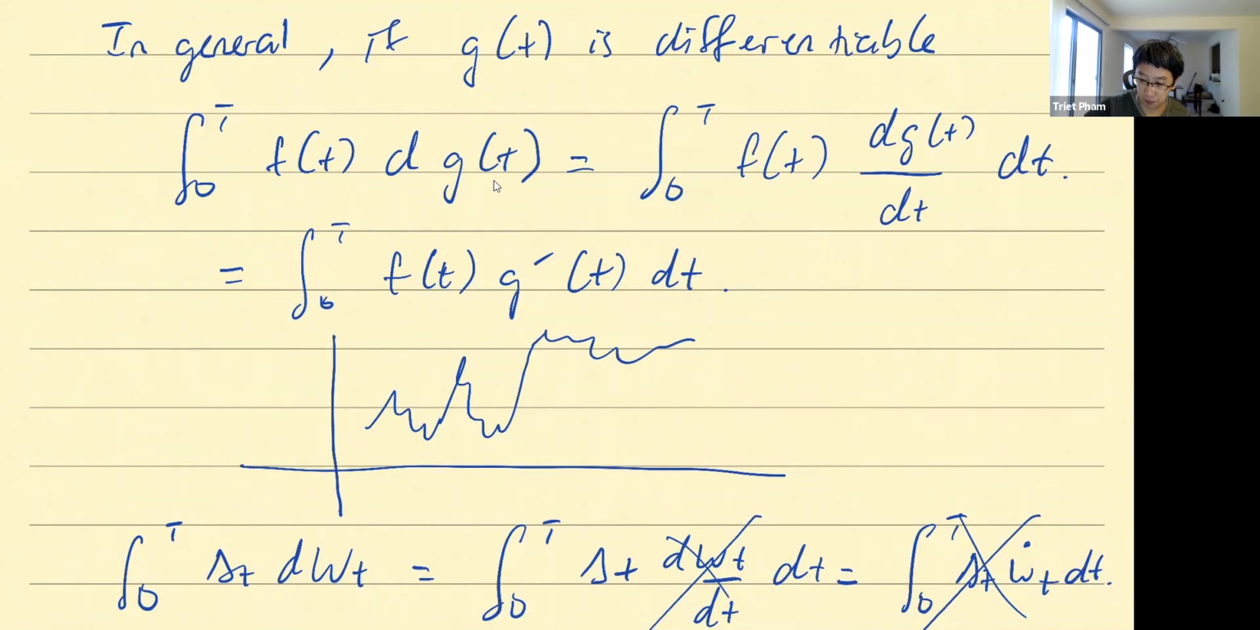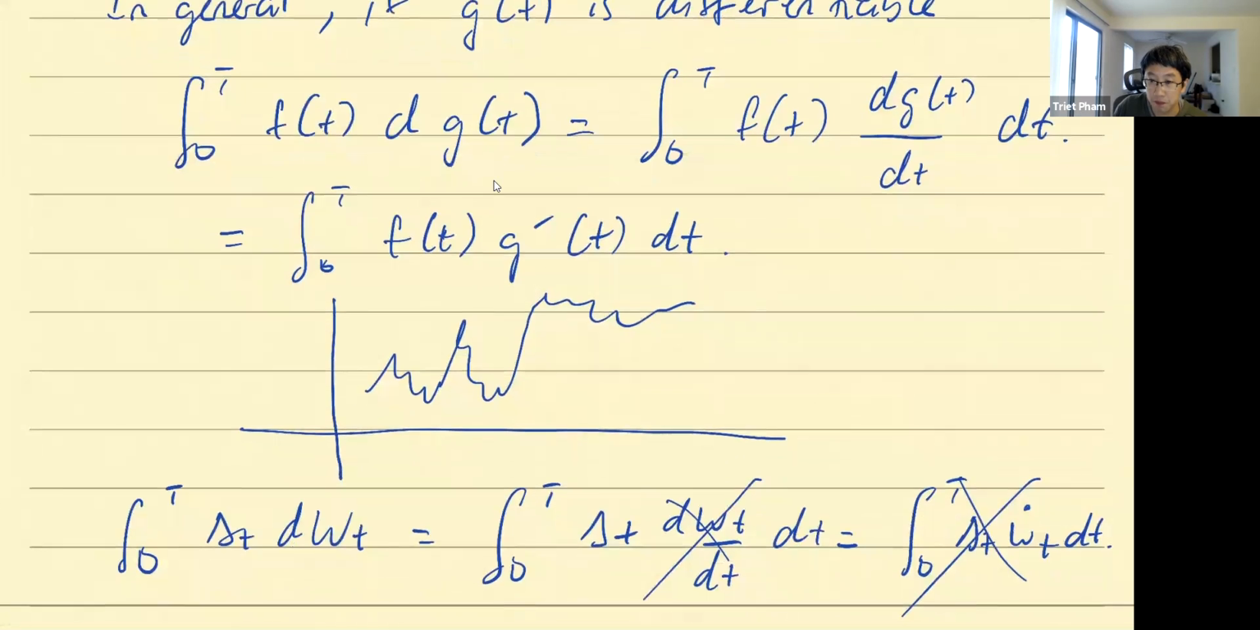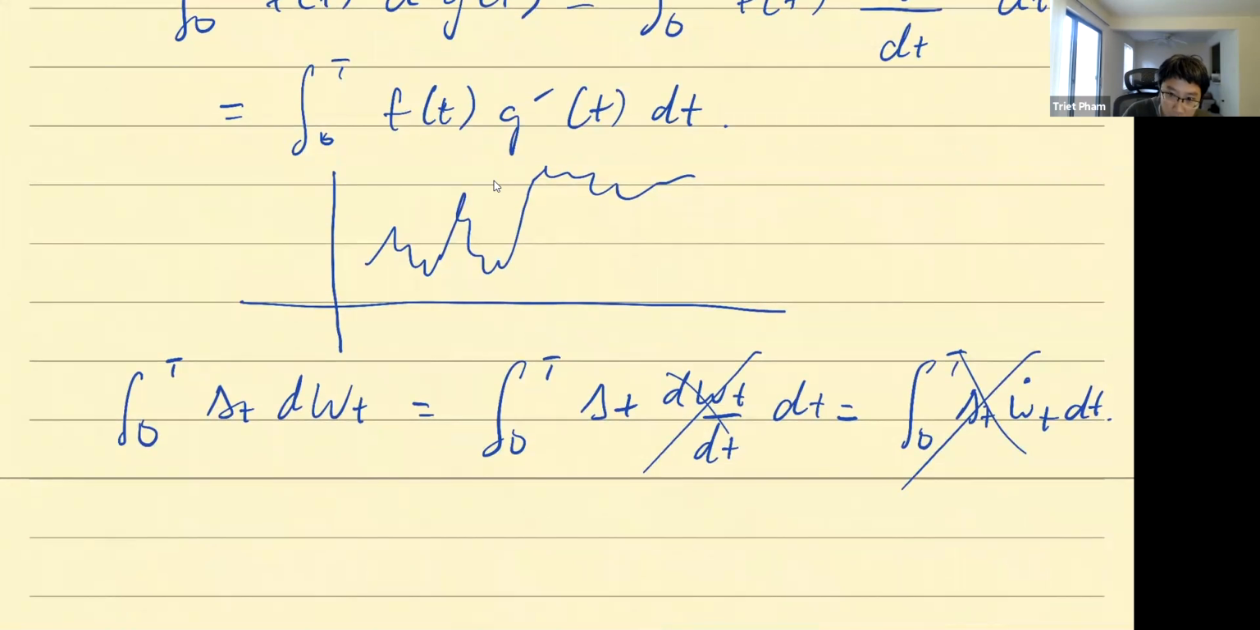Now, any question here? So maybe then you would ask, why is W_t nowhere differentiable?